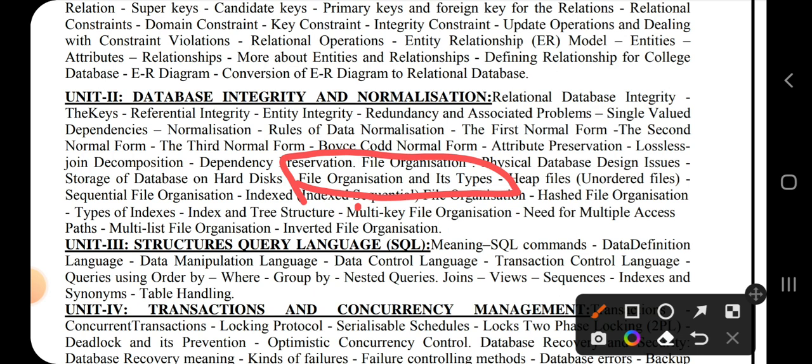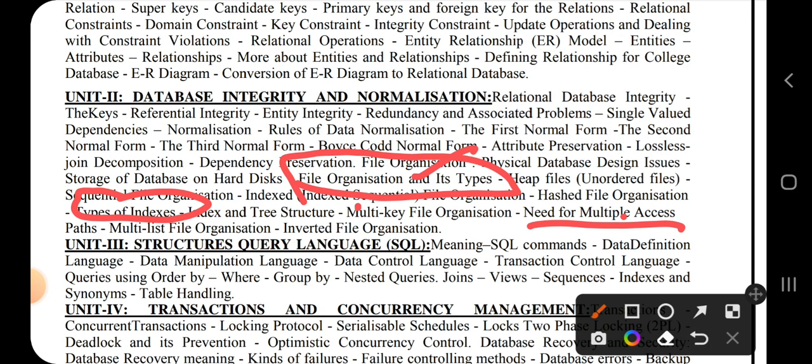Apart from that, from the second half of the unit you can also expect types of indexes. What is an index and what are the types of indexes? That is the important question. Types of index means how you are going to create the index and what types of indexes are available, which you need to explain in this question. Multi-key file organization is a method where you have multiple keys in order to identify the data in a unique manner from the database. That is what I can expect. And the need for multiple access, multi list file organization, inverted, they will come for 4 marks. Just go through it once and you can write on your own.